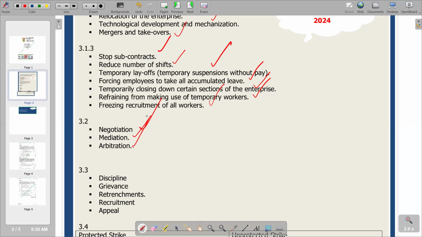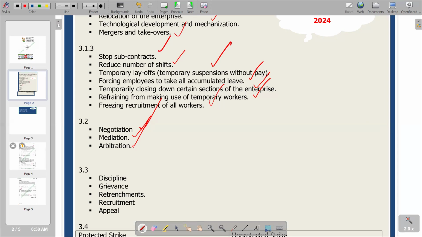Arbitration is a formal method of dispute resolution involving a third party, which is also neutral, who makes a binding decision, which is legally binding. So basically, the decision that has to be made at arbitration has to be a legally binding one. So that's what we have on 3.2.